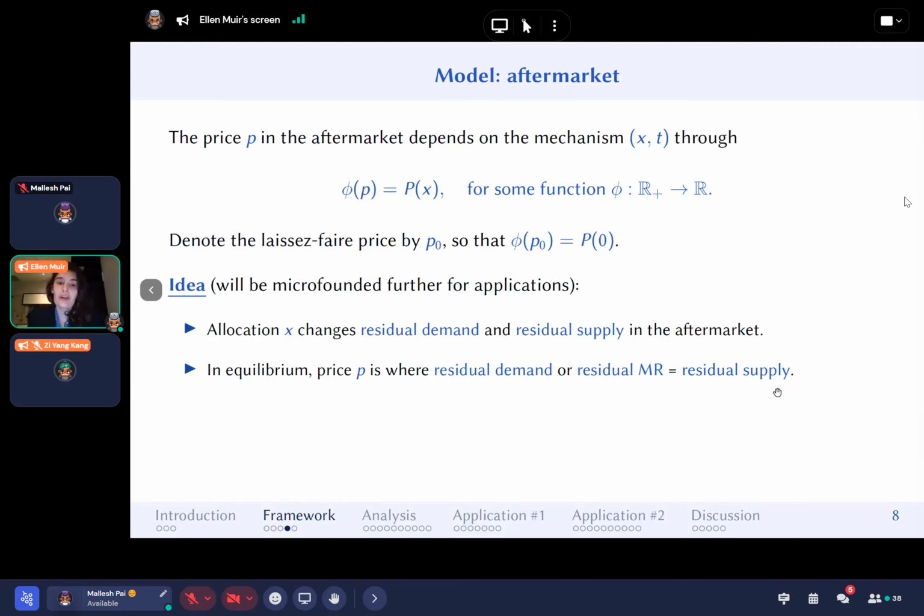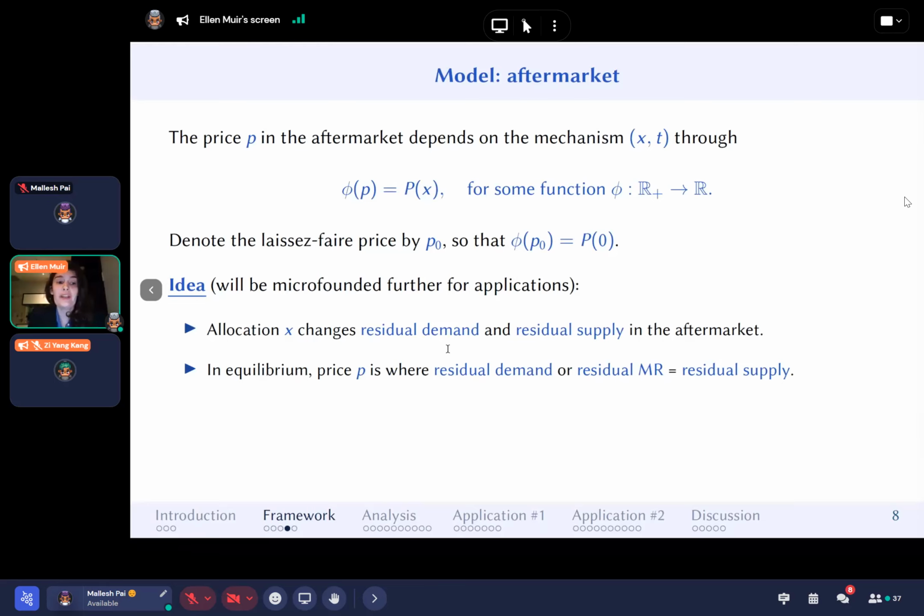So very concretely, in the case where you have, say, monopoly pricing or a monopoly seller in the primary market, and then you have an aftermarket operating, then you can see very directly how the allocation is going to influence the residual demand and residual supply in the aftermarket. Those who the monopoly chooses to allocate the good to in the primary market are going to potentially act as sellers in the resale market, and those who are not allocated the good in the primary market would have the ability to act as buyers in the resale market.